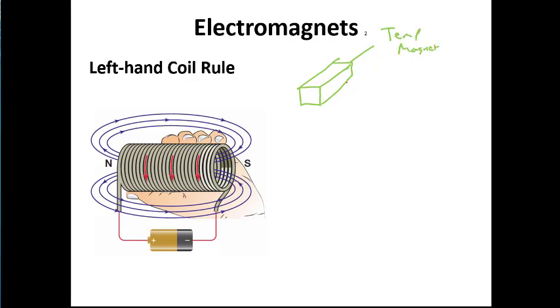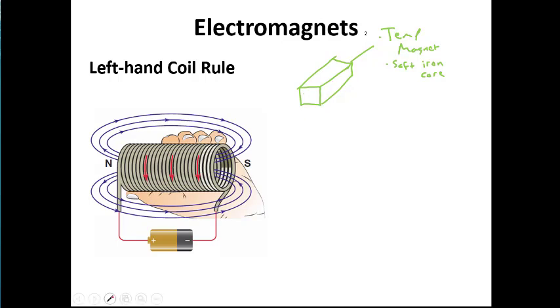So it's not going to stay magnetized. It's only going to be a magnet as long as there's a magnetic field. So usually what we would do to make a temporary magnet like this is we would use a soft iron core for this. So it's not going to stay magnetized.